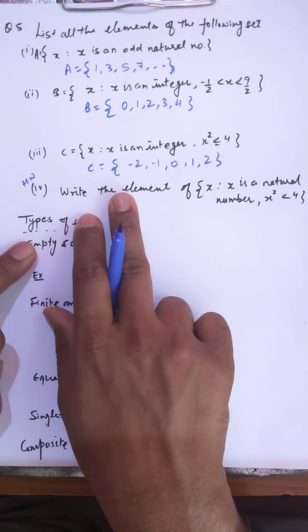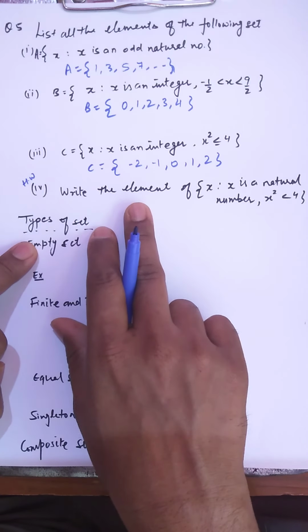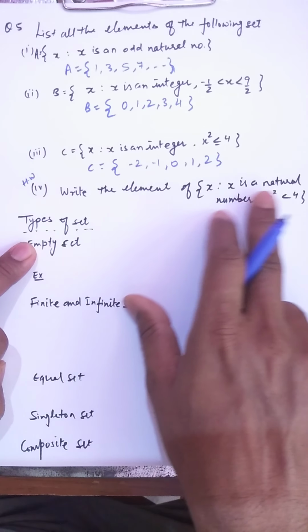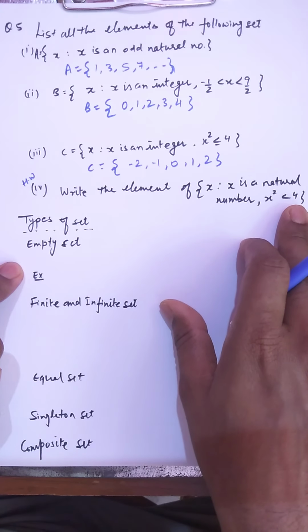So now this question I am giving you as homework. You think of this: write the elements of this set, x is a natural number and x square less than 4.